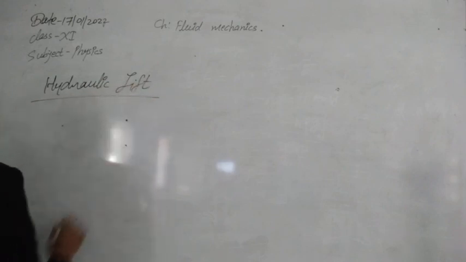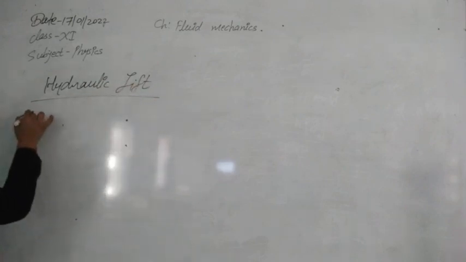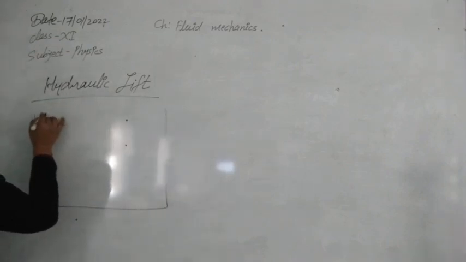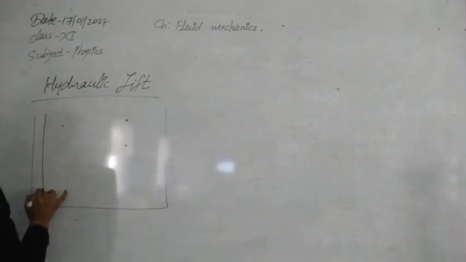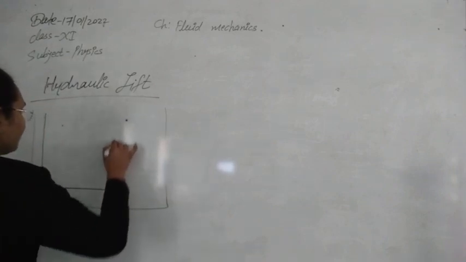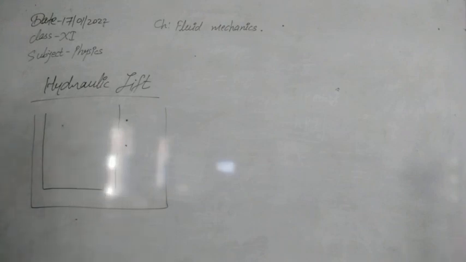First, let's see the hydraulic lift. In a hydraulic lift, first of all, if I make its construction, we are using two cylinders. The two cylinders are connected with a pipe, and one cylinder is of larger area and one is of smaller area.